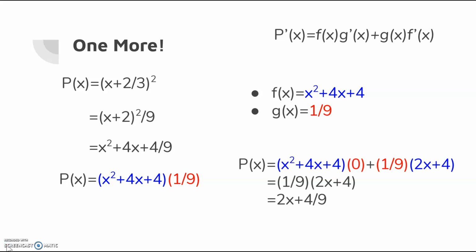And in this case, we have x squared plus 4x plus 4 times 0 plus 1 over 9 times 2x plus 4. Let's simplify the first half since it's just being multiplied by 0, giving us 1 over 9 times 2x plus 4. And then simplifying this a little further, we get 2x plus 4 divided by 9, which is the derivative of our function. Now we have seen two examples of the product rule and been given a definition.